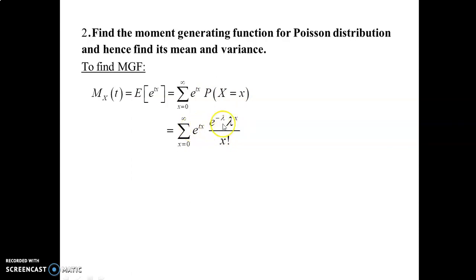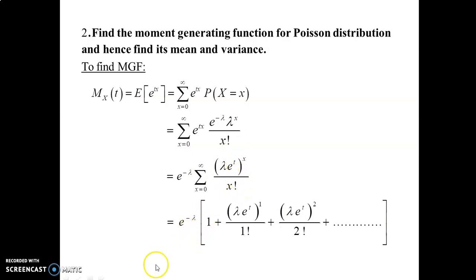So multiplying these two terms, e power minus lambda is constant, take this outside. Summation 0 to infinity of (lambda into e power t) whole power x divided by x factorial. Next we apply these values one by one. We get the series e power minus lambda into [1 plus (lambda e power t) power 1 divided by 1 factorial plus (lambda e power t) whole square divided by 2 factorial plus etc.]